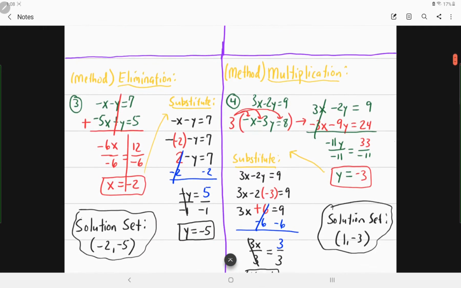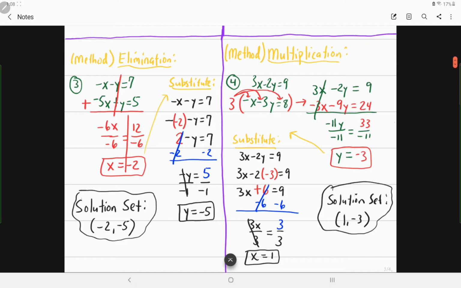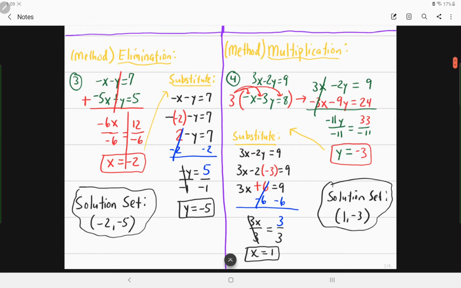Now again, number 3 and 4, you can use any method. As you see on the left-hand side, I chose elimination for number 3. The reason I chose that is because if you look at the problem, I already saw that the variable y had opposite signs. On the top was negative y, the bottom was plus y. Those cancel when I add them, so I got x is equal to negative 2. And again, we just take that, substitute into the top or the bottom equation, and I got y was equal to 5, making our solution set negative 2, comma 5 for number 3.